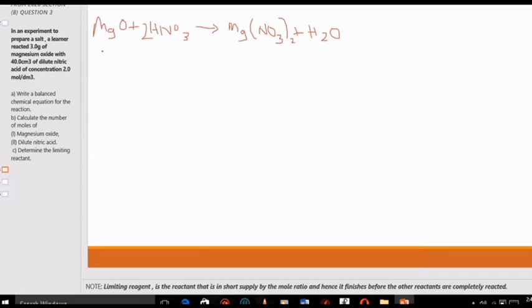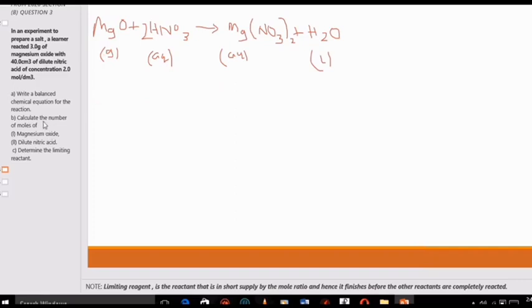Also, you need to include the state symbols. Magnesium oxide is in the solid state. Nitric acid is in the aqueous state, same as this one. Water is in the liquid state. Okay, so we have answered this one, because it's saying write a balanced chemical equation. This is the equation they are talking about.